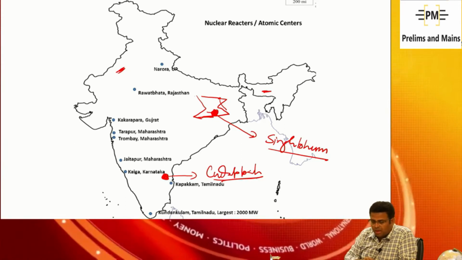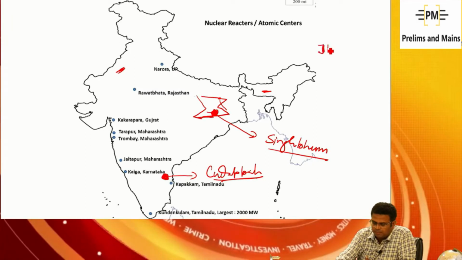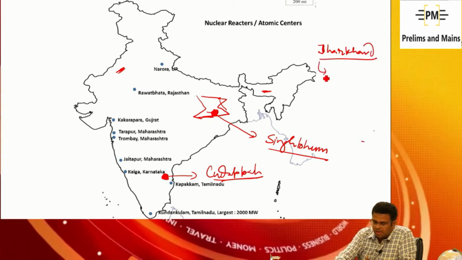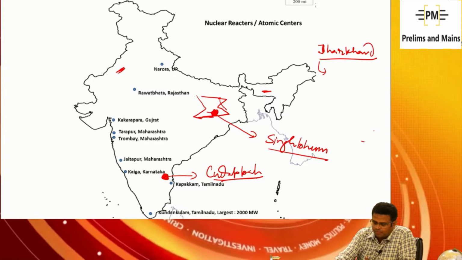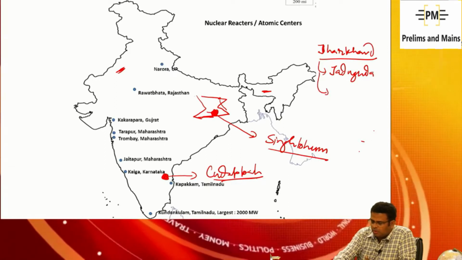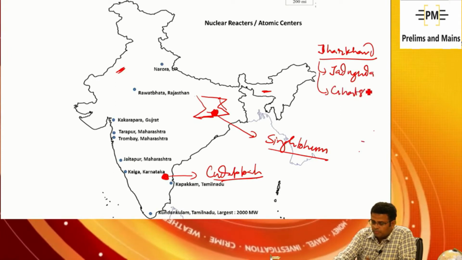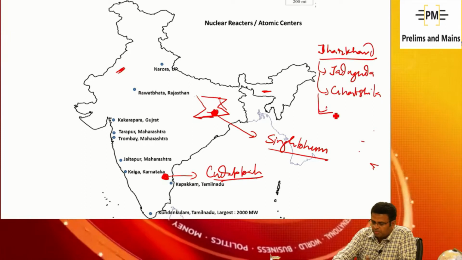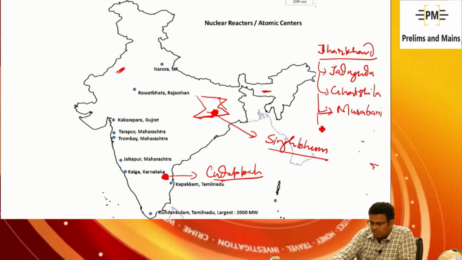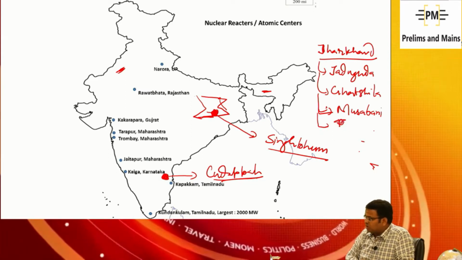The major one is Singhbhum, and the important mines in Jharkhand are Jaduguda, Ghatsila, Musabani. So which have we seen? Jaduguda, Ghatsila, Musabani.